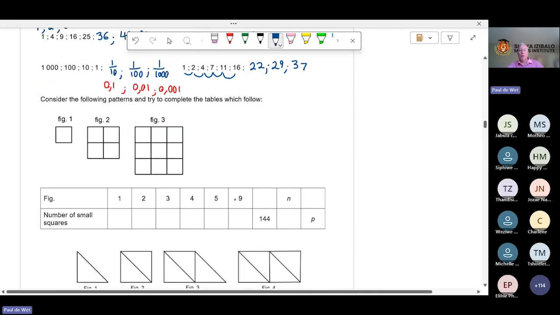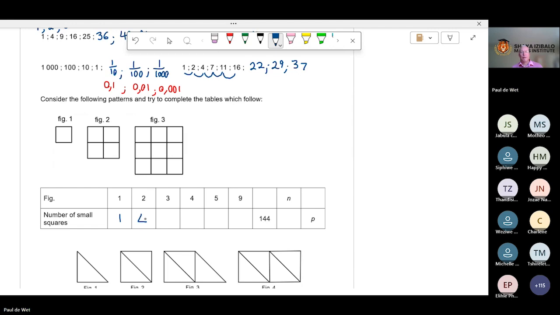Okay. Now, what we want to look at now, we're going to look at some patterns here. We've got these different figures, different diagrams, and the first part, just filling in the table, is quite easy, I think. How many small squares are there in figure 1? There's just 1. Okay. We can see 1. And in figure 2, there are 1, 2, 3, 4. In figure 3, there will be 9. Okay. Now, we've already come across these numbers today.